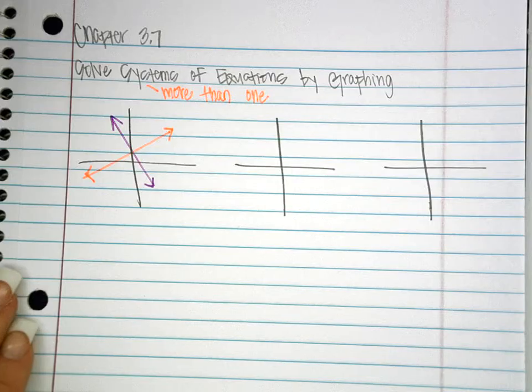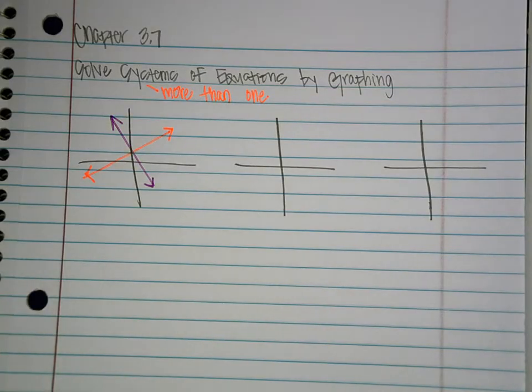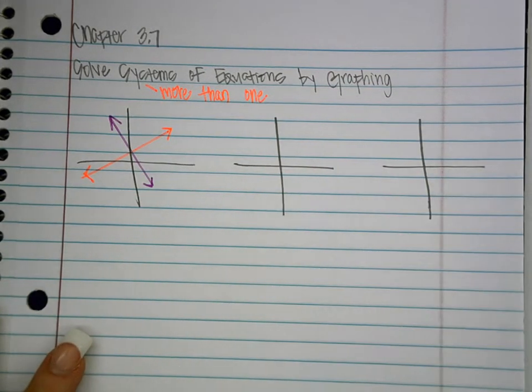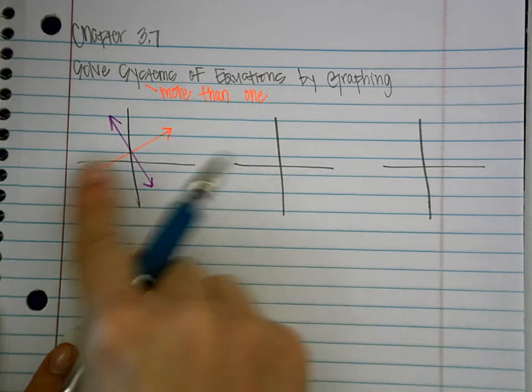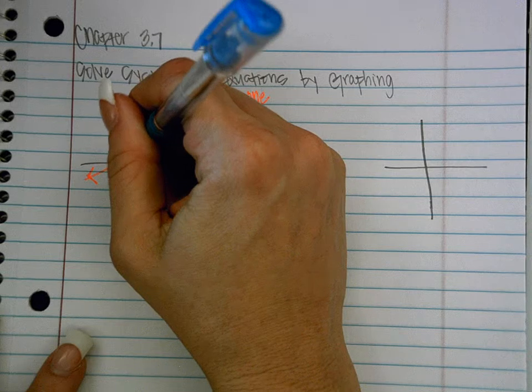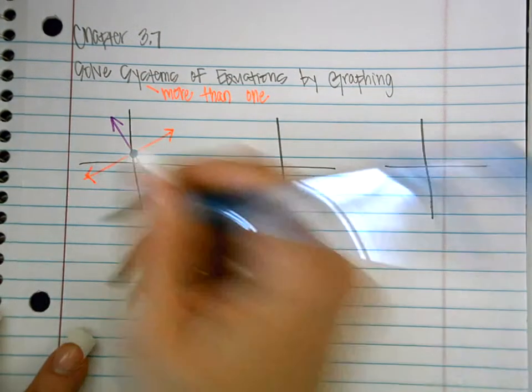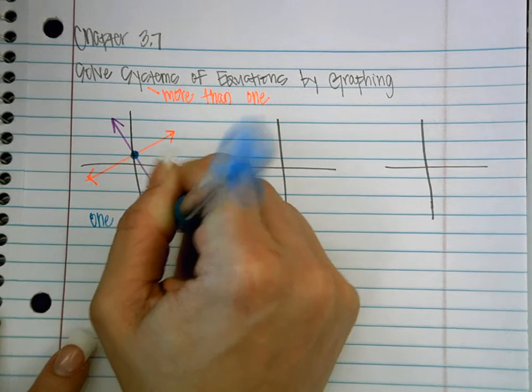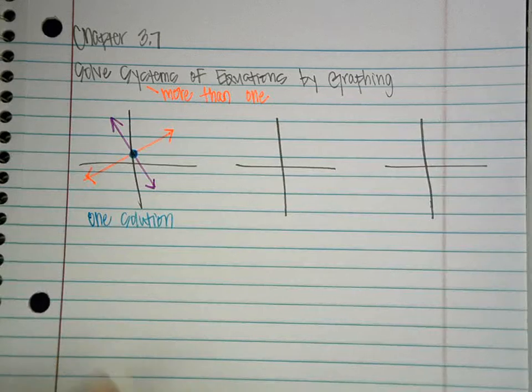How many answers do you think that this has? When it says solve systems of equations, what we're trying to figure out is where do these 2 lines cross? So how many different places do these cross? 1. So in this system of equations, we would say that there is 1 solution, because the 2 lines cross at 1 point. That is how most of these problems are going to look.